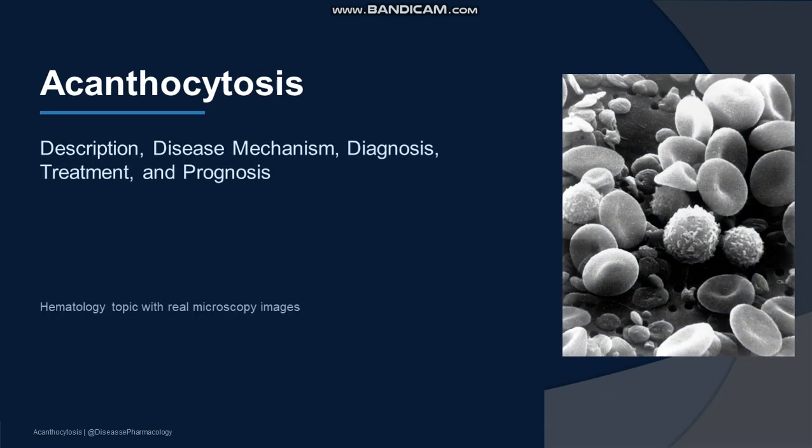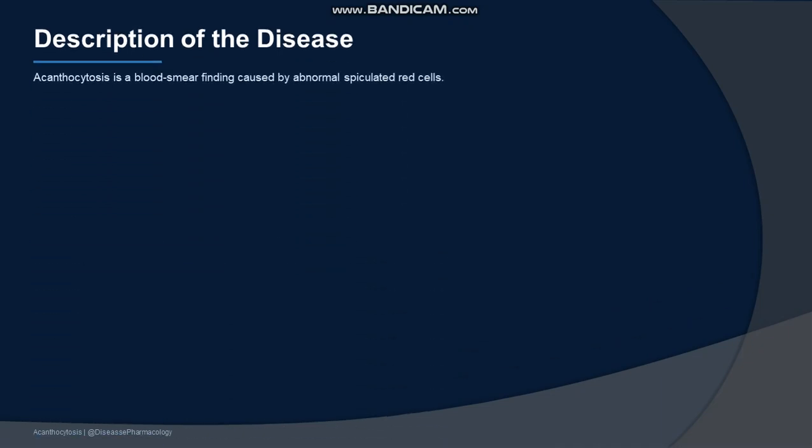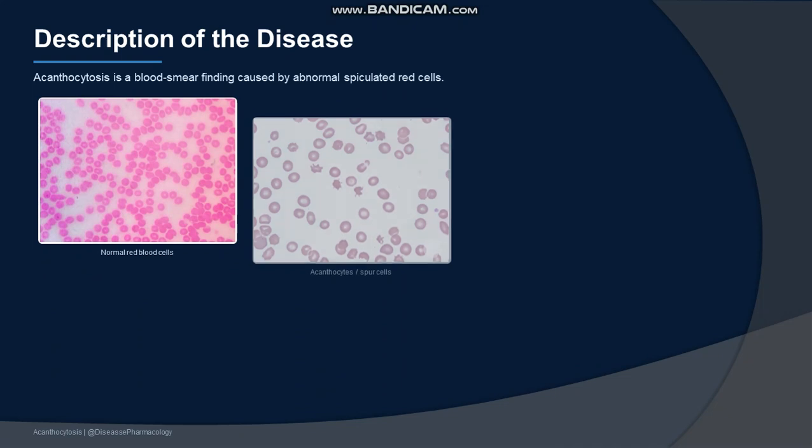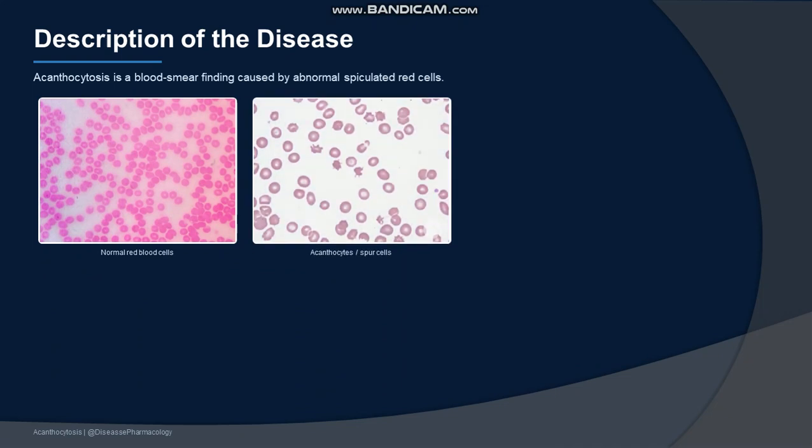It's a hematological disease. Acanthocytosis is a blood smear finding caused by abnormal spiculated red blood cells. That is the comparison between the normal red blood cells with acanthocytes.